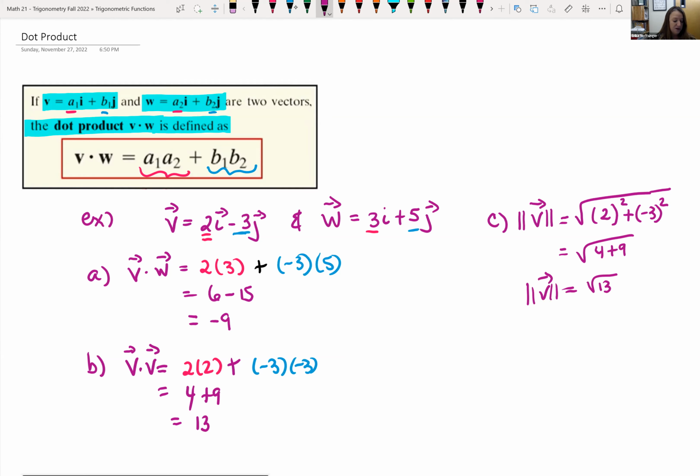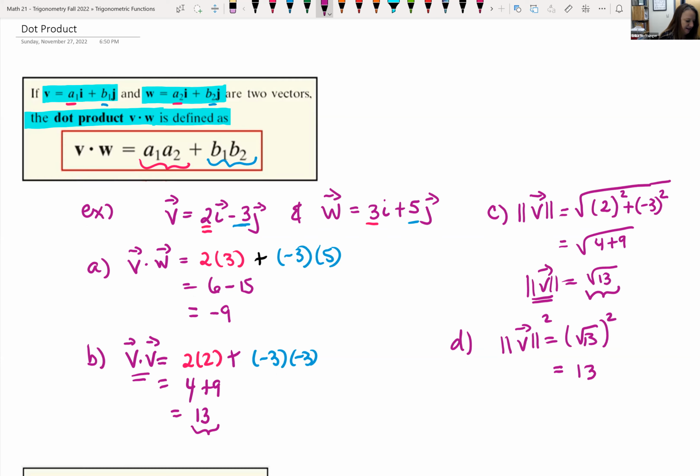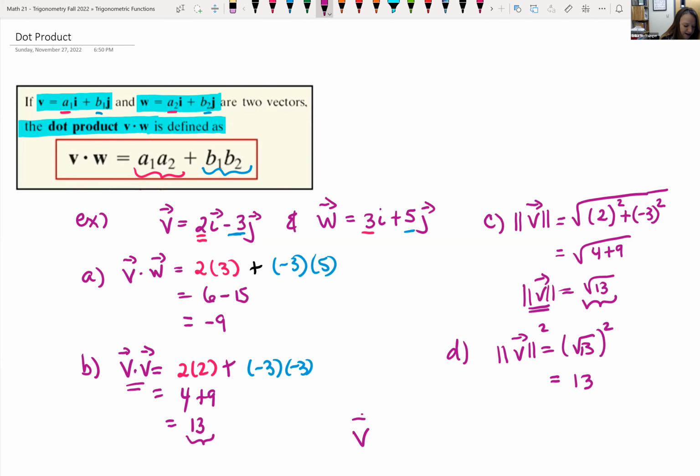We'll see this in a formula that we're going to be using soon. Notice that if I look at V dot V, and I look at the magnitude of V, this is the square root of 13, and this is 13. If we were going to square the magnitude, the square root of 13 squared is 13. So I could say that the dot product of V with itself, V dot V, is equal to the magnitude quantity squared.